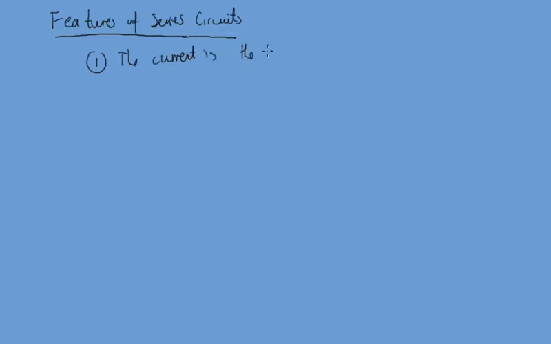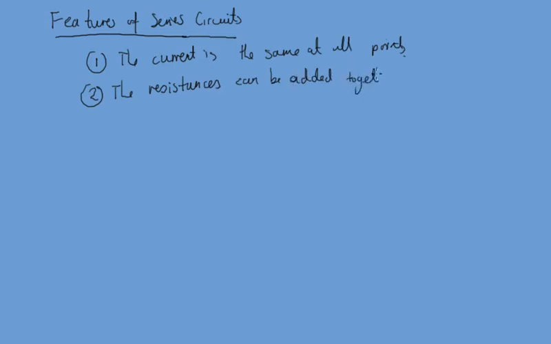So let's consider the features of a series circuit, and these are important to remember. 1, the current is the same at all points. 2, the resistances can be added together to work out the total resistance.